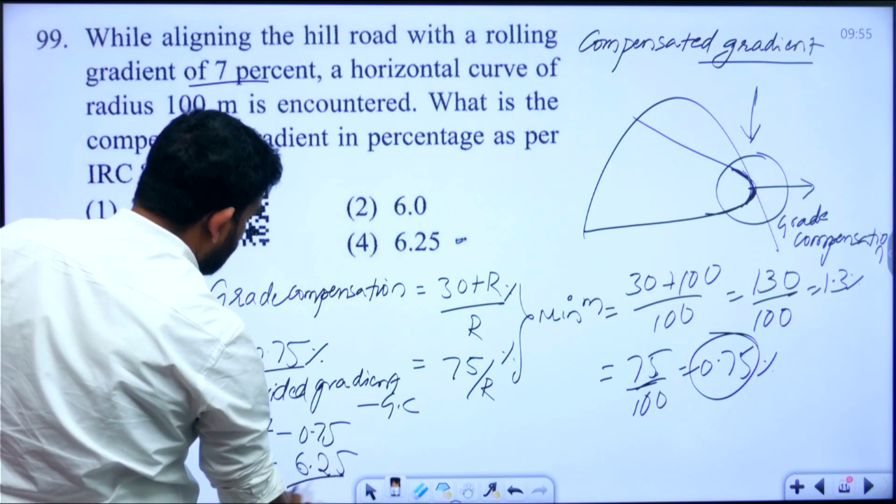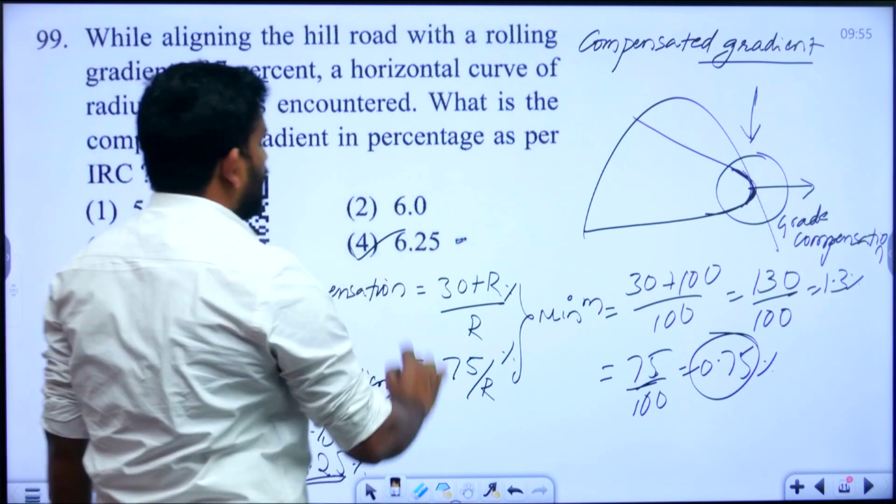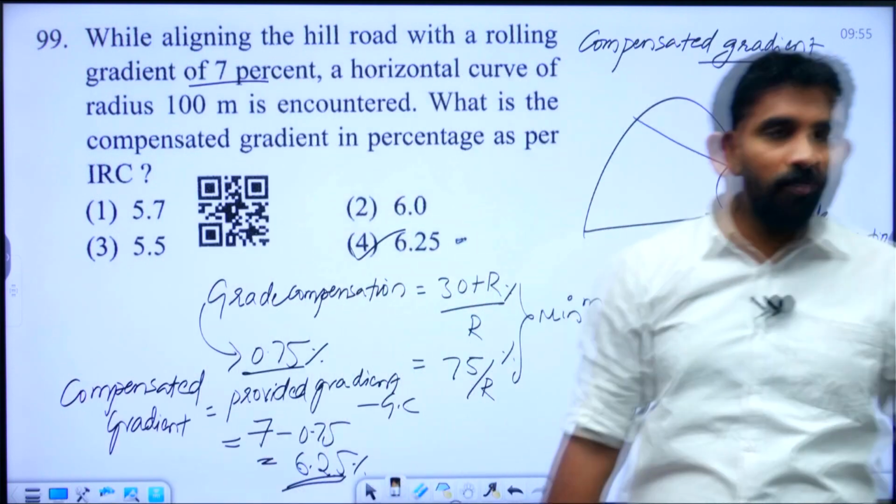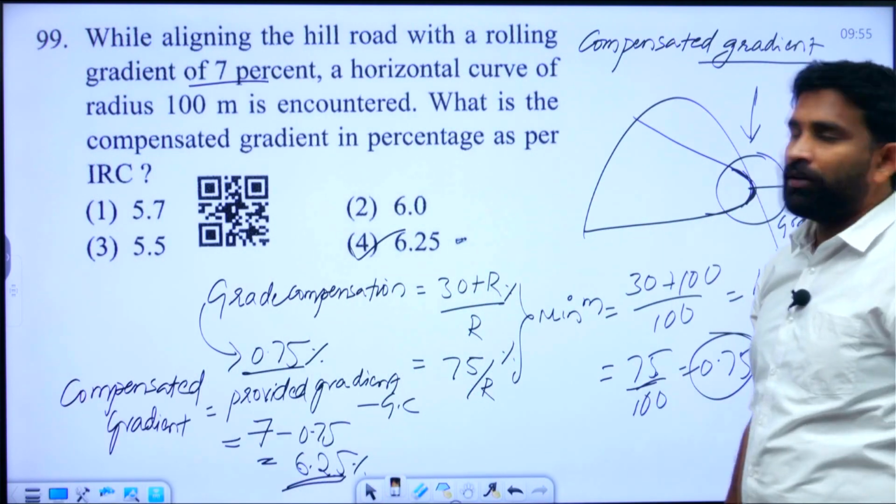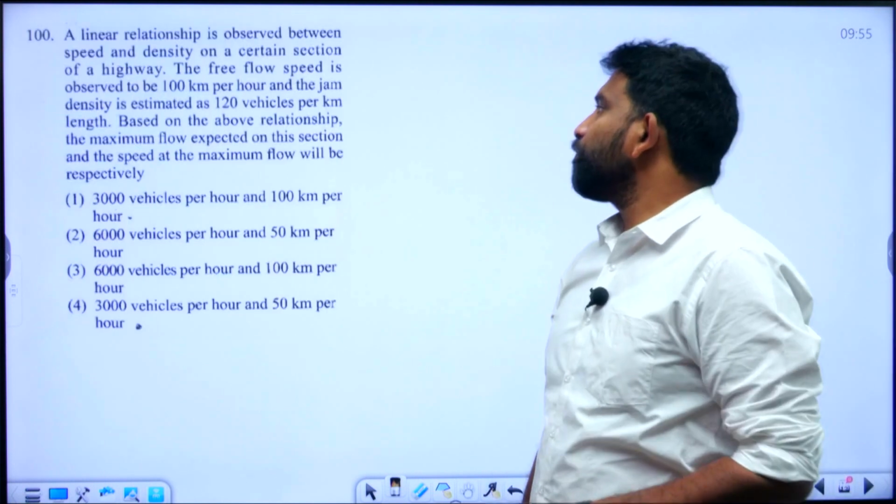6.25 plus 0.75 comes out to be 7. So 6.25 is the correct answer. Okay, so very simple question. We will be able to find out the answer from this kind of formulas if you know it. Okay, so the next question.